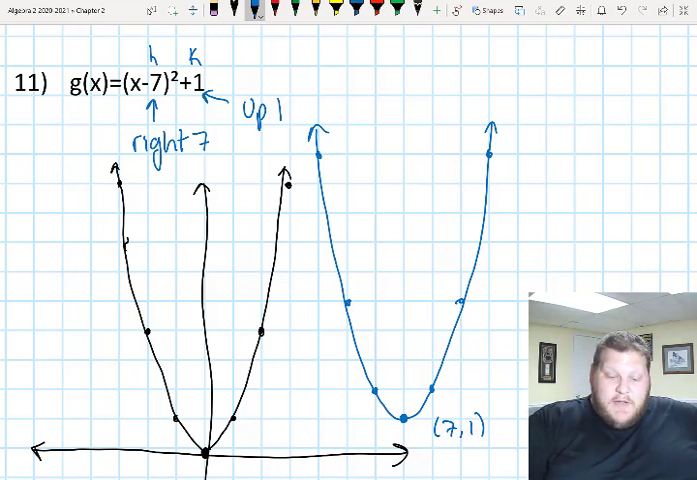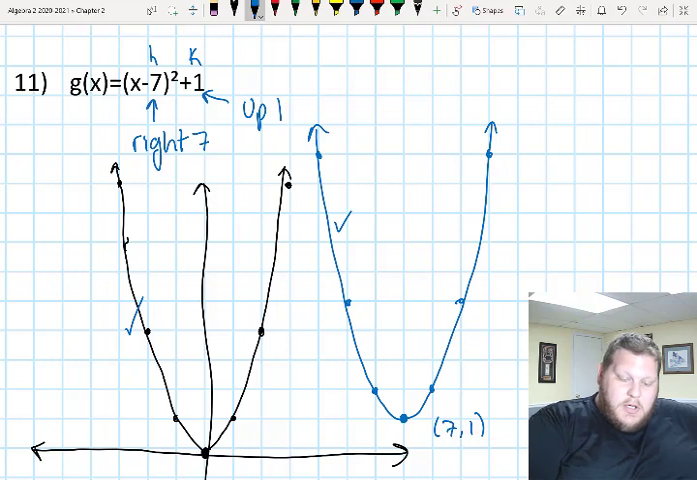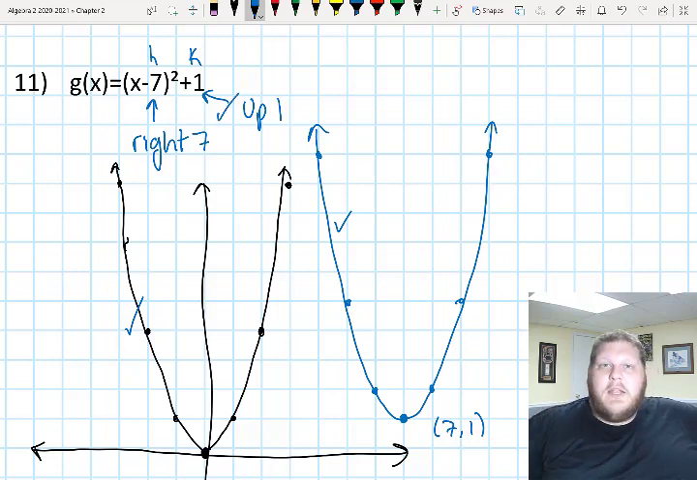And that's it. You've got your parent graph, cha-ching. You've got your resulting graph, cha-ching. And we've got the description. All 3 elements of what we need.